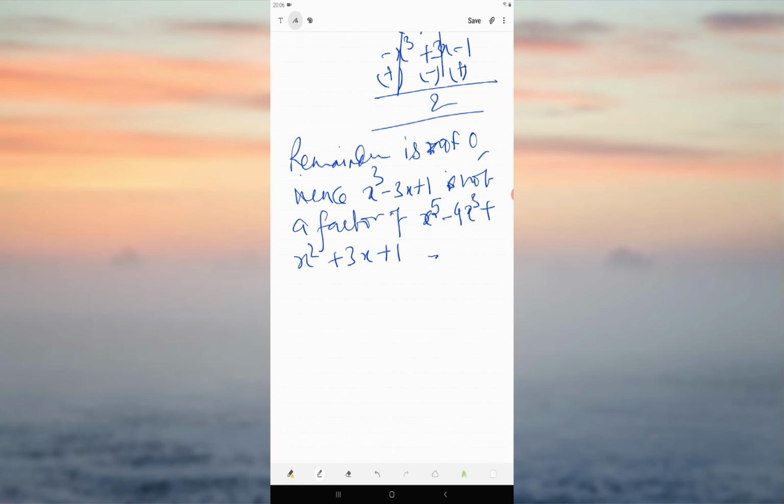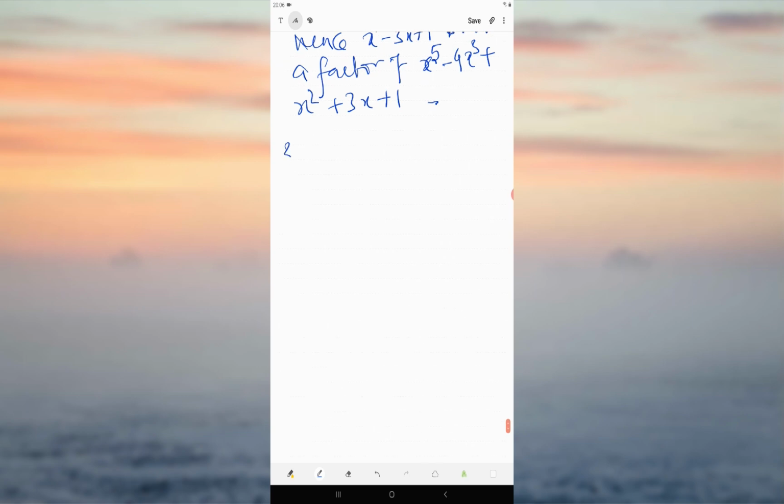So the next problem is to obtain all other zeros of 3x to the power 4 plus 6x cube minus 2x square minus 10x minus 5. This is the thing which I was talking about: we have a polynomial of degree 4, and two roots are given. So we have p(x) as 3x to the power 4 plus 6x cube minus 2x square minus 10x minus 5.